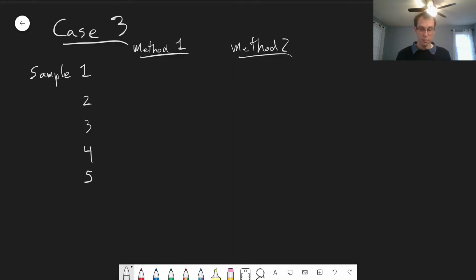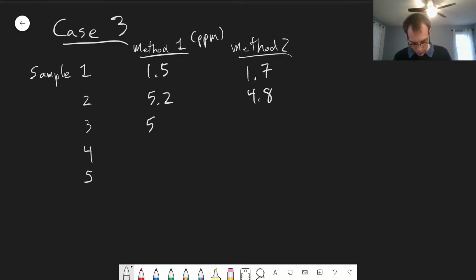And each of them gives us a concentration. Maybe we're measuring something in ppm. Method 1 gives us 1.5 for the first one. Method 2 gives us 1.7. And then we have 5.2 and 4.8, 5.8 and 6.1, 11.2 and 10.5, and, I'm making these numbers up, 7.7 and 7.6.